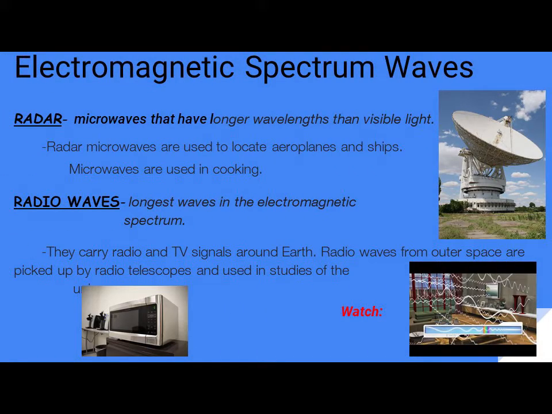And we have radar. Radar microwaves have longer wavelengths than visible light. Radar microwaves are used to locate airplanes and ships. Microwaves are used in cooking. Radio waves are the longest waves in the electromagnetic spectrum. They carry radio and television signals around Earth, and radio waves from outer space are picked up by radio telescopes and used in studies of the universe.